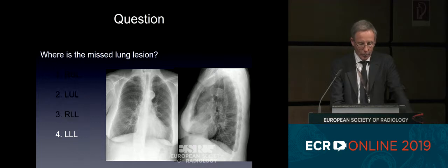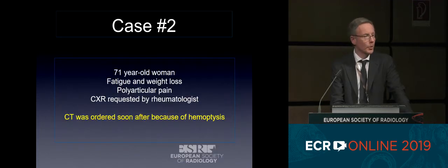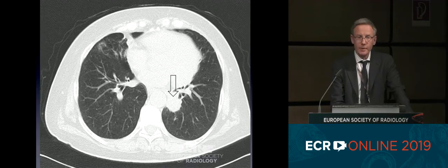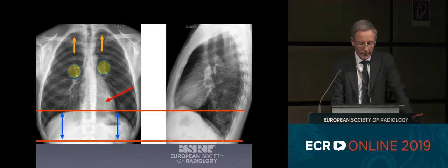I'm going to help you. It's in the left lower lobe. I'm going to explain how this could be picked up. Now, this wasn't picked up. It was reported as normal, but it didn't matter too much because very shortly after the chest X-ray, the patient developed hemoptysis, and on the CT scan we found this 5-centimeter tumor, 5 centimeters in the craniocaudal plane, in the left lower lobe.